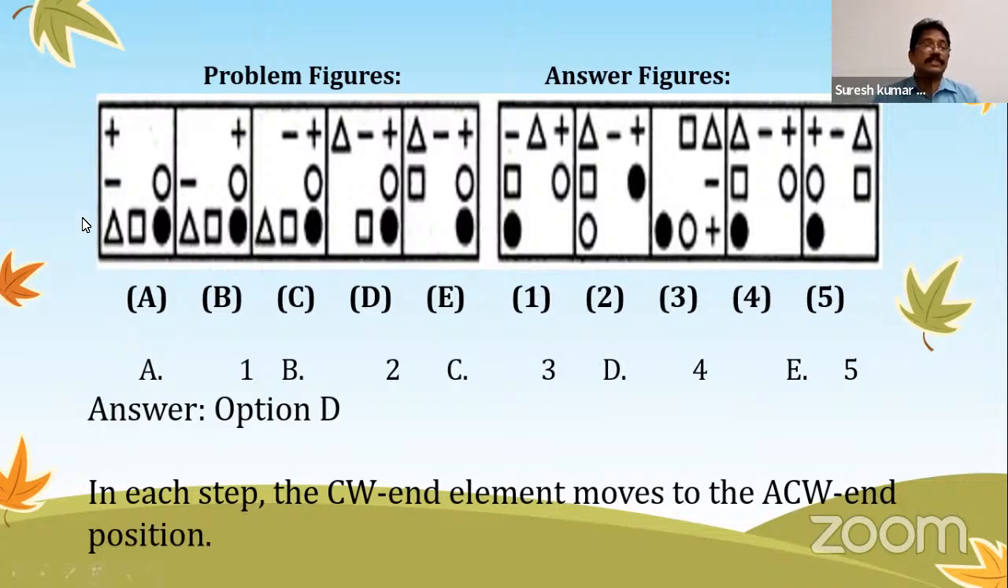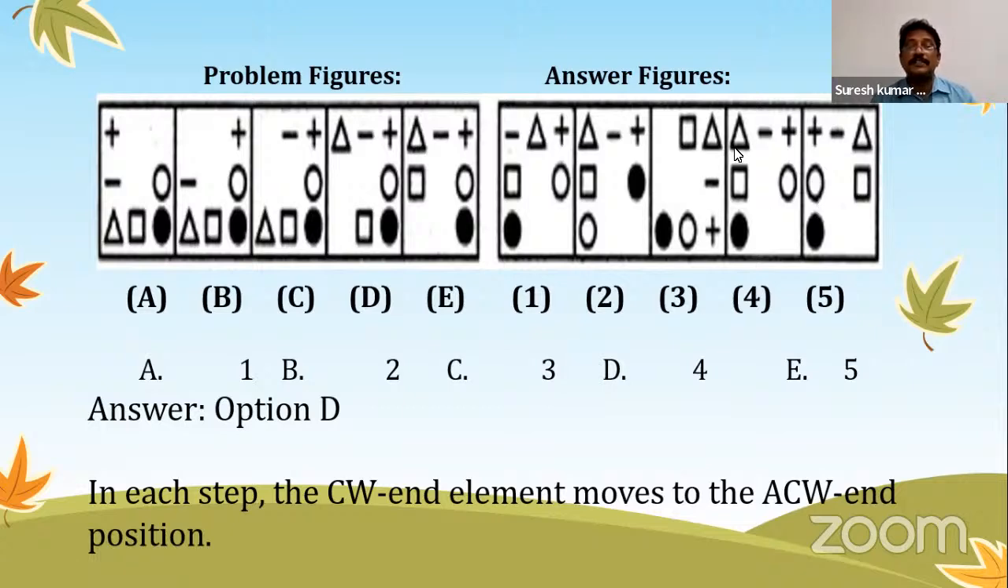And you have to see this: a triangle here, triangle here, triangle here. Okay, three positions, triangle same. Next comes here, next comes here. So obviously it should come in which option?